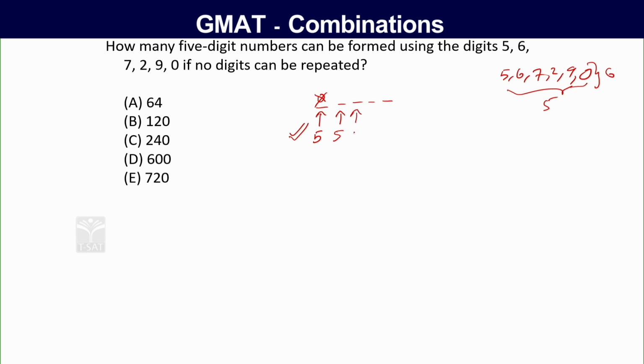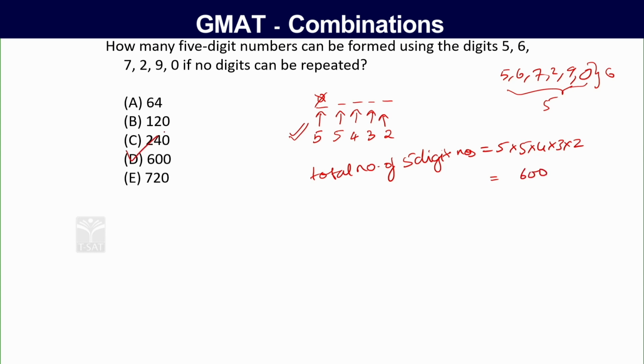Now you can fill this in 4 ways, 4 different ways. You can fill this in 3 different ways. You can fill this in 2 different ways. So the total number of 5-digit numbers will be 5 into 5 into 4 into 3 into 2. 25 into 4 is 100 into 6 is 600. Answer comes out to be option D.